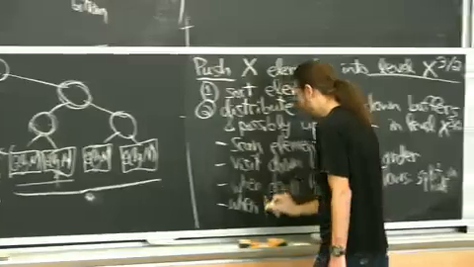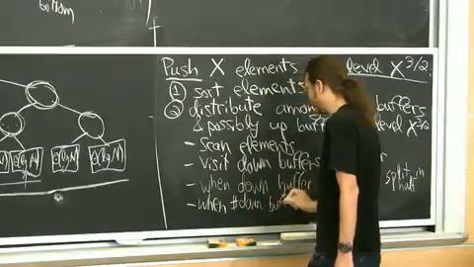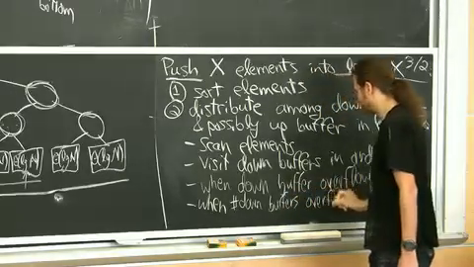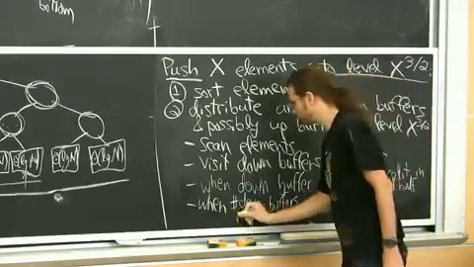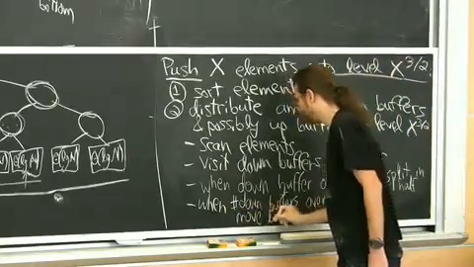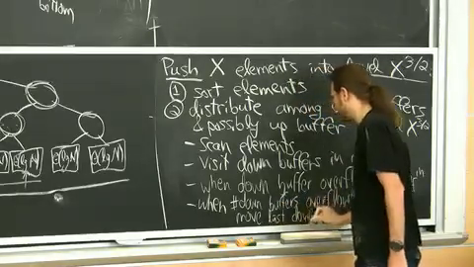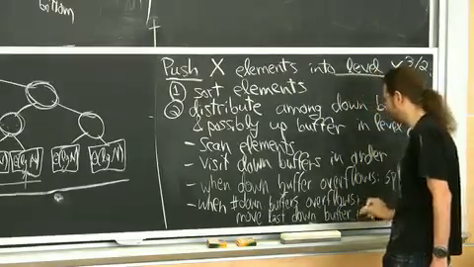So when the number of down buffers is too big, when that number overflows, move the last down buffer into the up buffer.